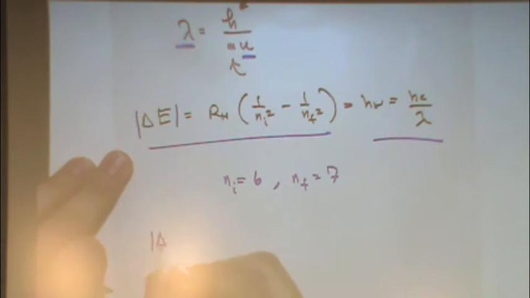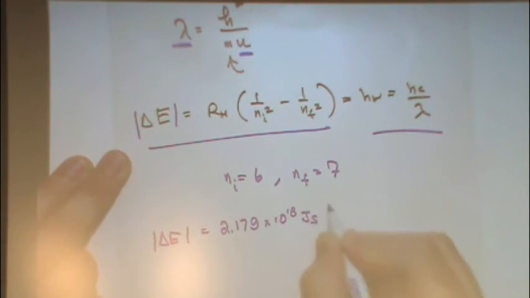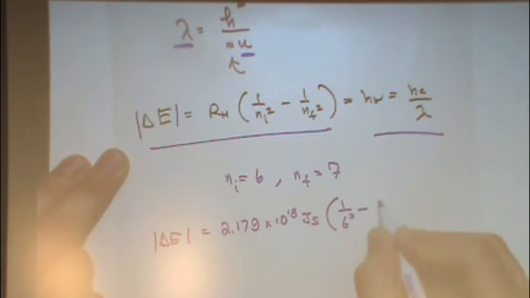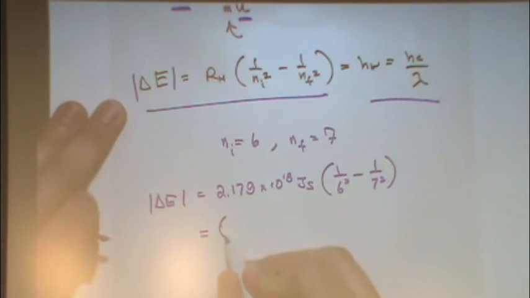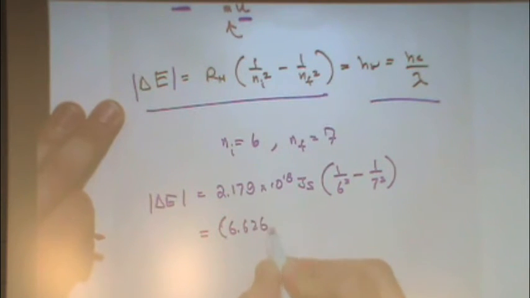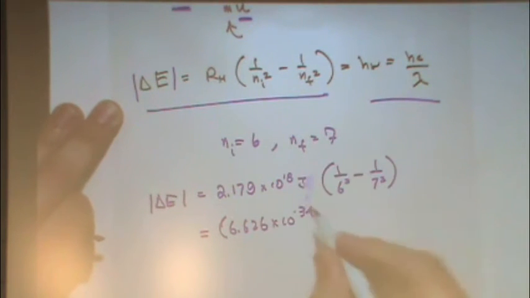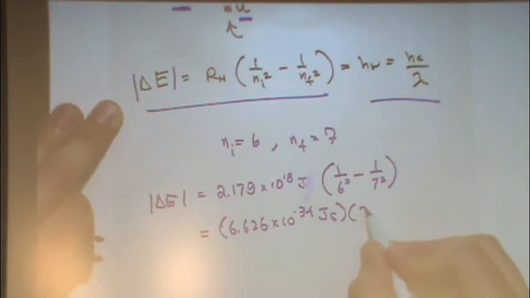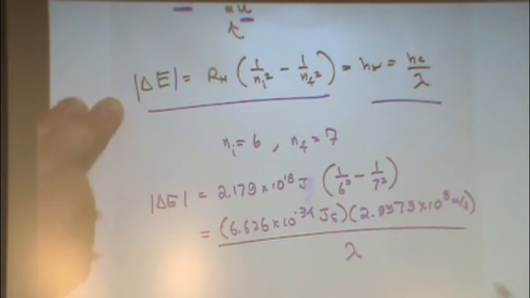So you'd say, well, the change in energy is the Rydberg constant, which should be given to you, 2.179 times 10 to the minus 18 joules, times 1 over n initial squared minus 1 over n final squared. And then if you wanted to find lambda, that's hc, h is 6.626 times 10 to the minus 34. This is not joule seconds, that's just joules. This is joule seconds. Times c, 2.9979 times 10 to the 8th meters per second, over lambda.